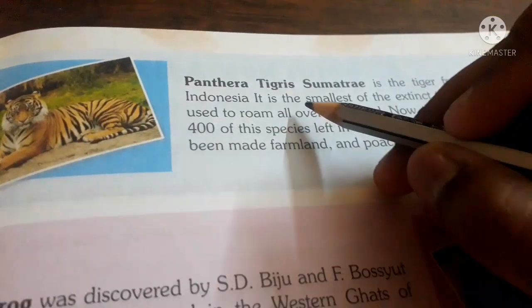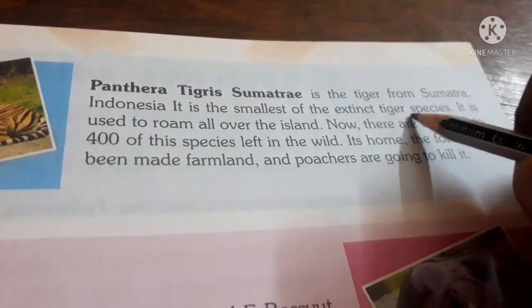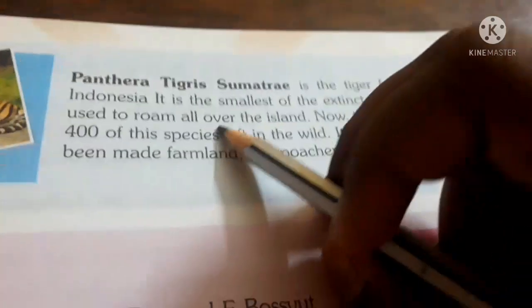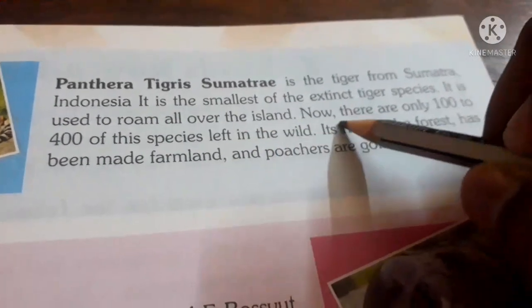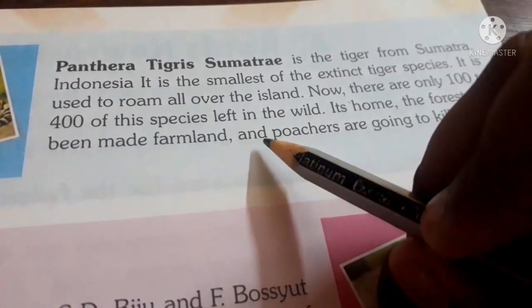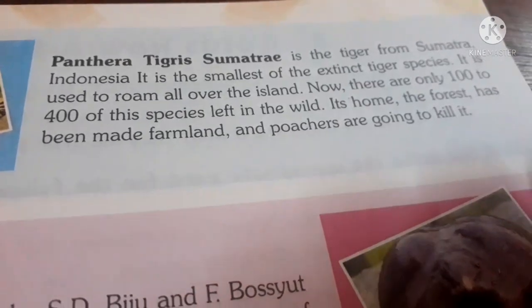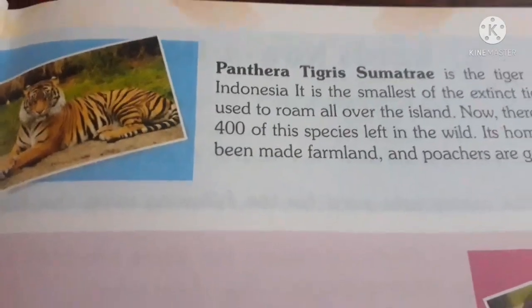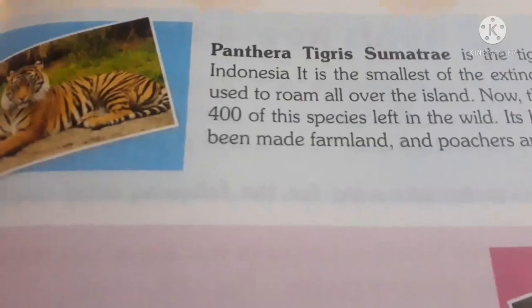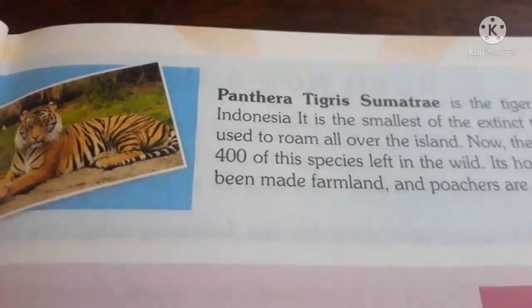Now, Panthera tigris sumatrae. This is the tiger from Sumatra, Indonesia. It is the smallest of the tiger species. It used to roam all over the island. Now there are only 100 to 400 of this species left in the wild. Its home, the forest, has been made farmland, and poachers are going to kill it. This will also surely go extinct when all the wild places are demolished or destroyed. They don't have a place to live, then how can they live?